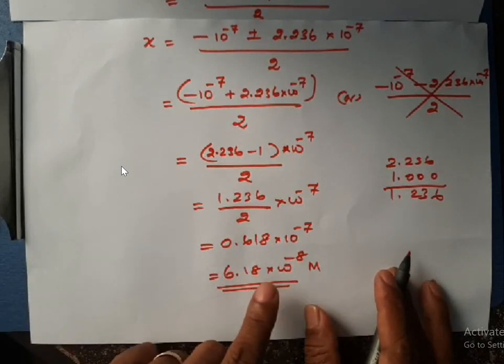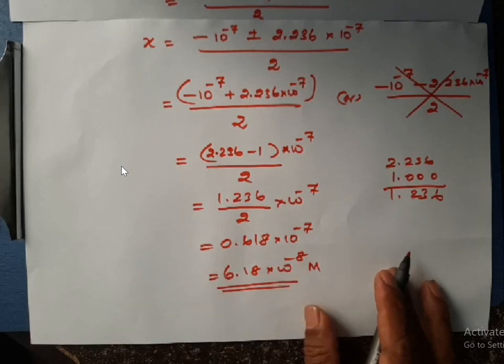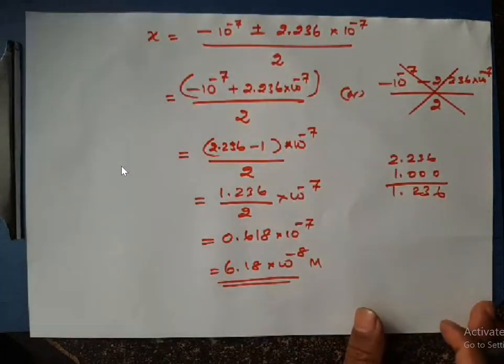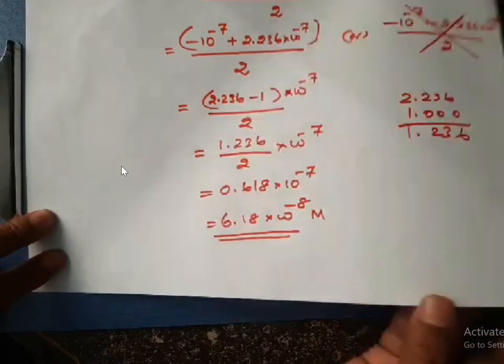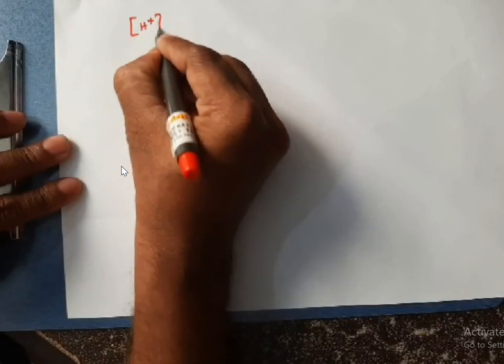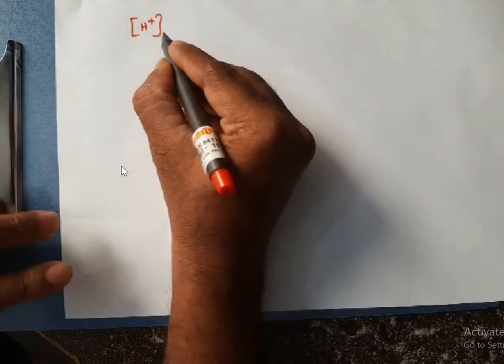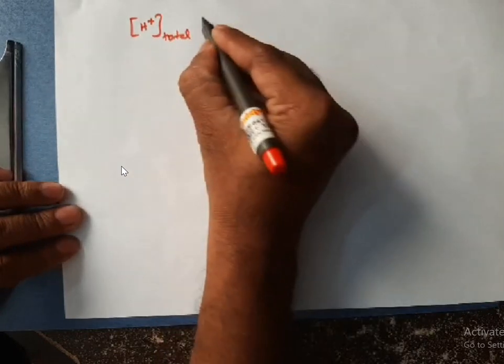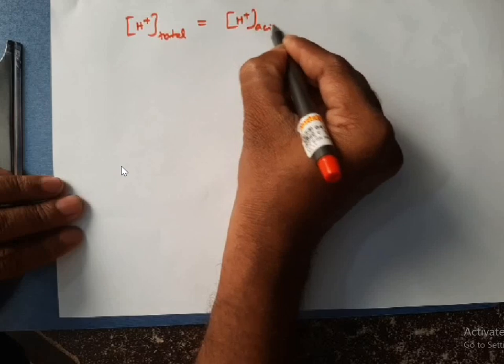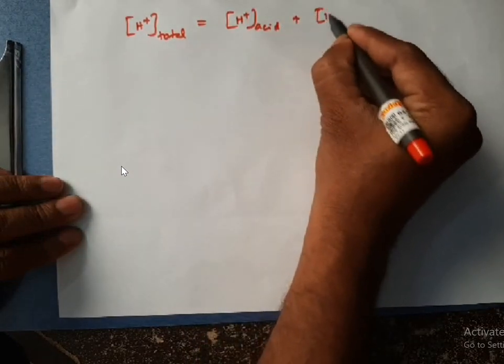This is the concentration of H plus ion from water. Now I am going to include this value here. Therefore, what is the total concentration of H plus? Let me write on the next page. So, total concentration of H plus is equal to H plus from acid plus H plus from water.